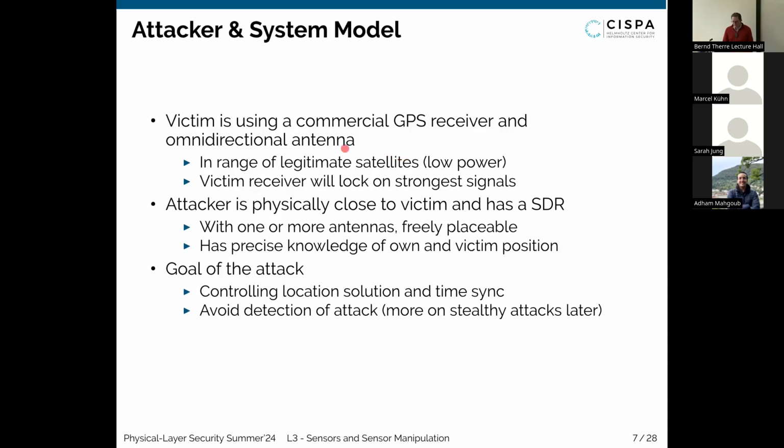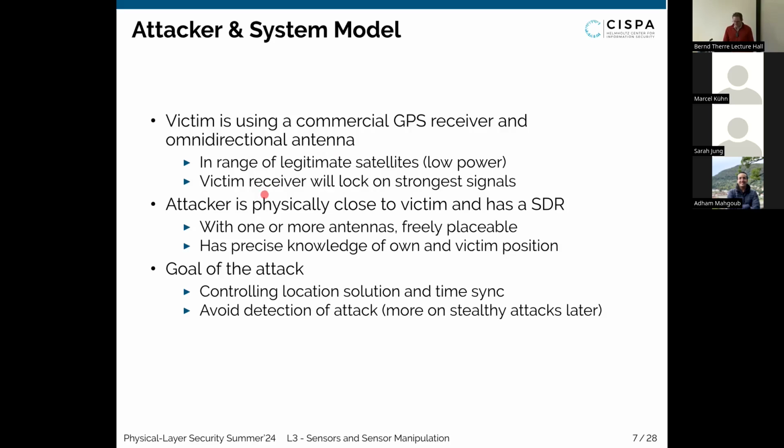You are in the range of legitimate signals, and you are actually already synchronized to legitimate satellites, and maybe getting your correct position at the beginning when the attack starts. And the receiver will lock on the strongest signals.